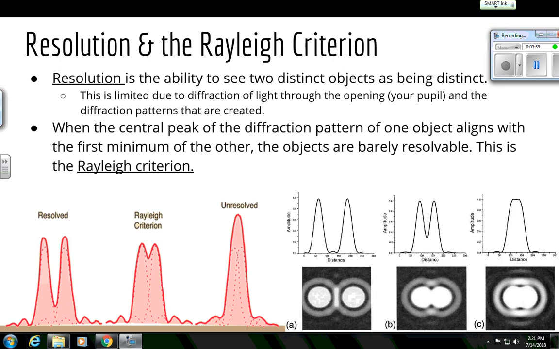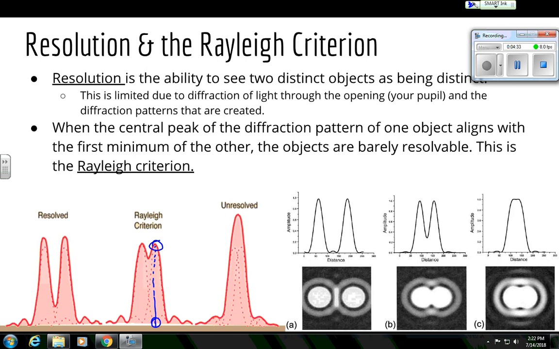So there's this thing known as the Rayleigh criterion that you need to be familiar with. The Rayleigh criterion basically states the limit of resolution: how close the diffraction patterns of two objects can appear so that they can still be resolved. The criterion is this: if the central peak of the diffraction pattern of one object aligns with the first minimum of the other, then the objects are barely resolvable.